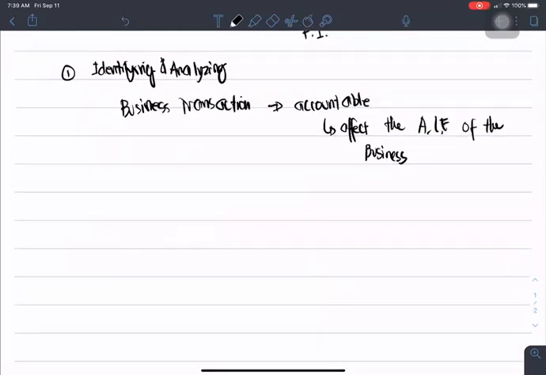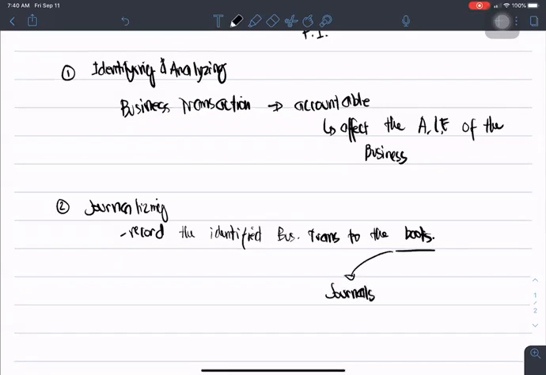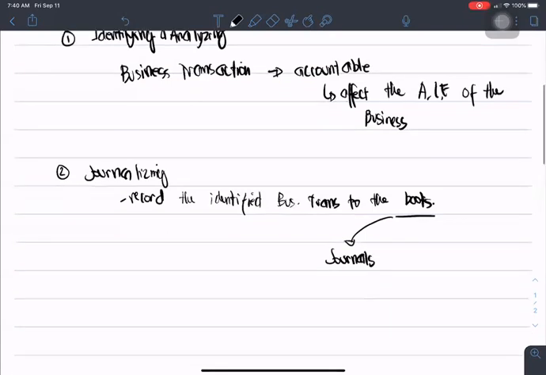We go now to the second step, which is journalizing. Under journalizing, we are to record the identified business transaction to the books. I told you before, whenever you hear the word books, we talk about your journals. Books are your journals. And journal is defined in accounting as the book of original entry. So why is journal considered the book of original entry?